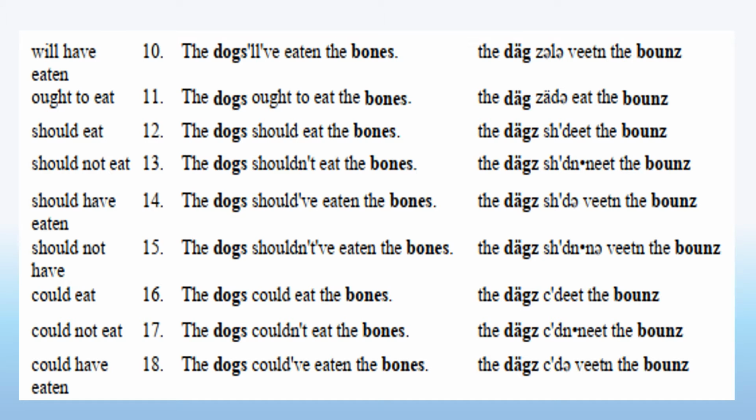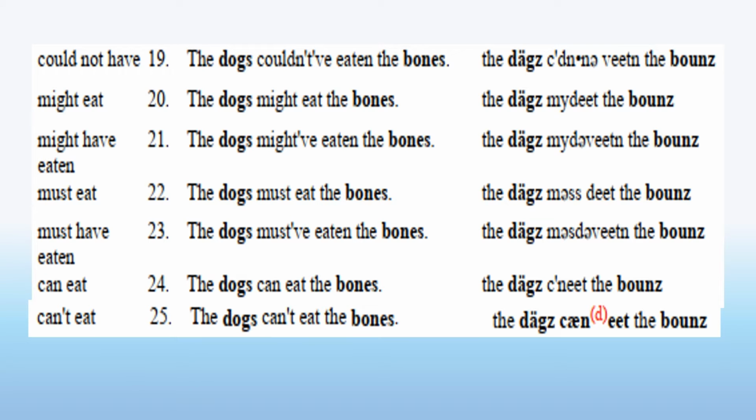11. The dogs ought to eat the bones. 12. The dogs should eat the bones. 13. The dogs shouldn't eat the bones. 14. The dogs should have eaten the bones. 15. The dogs shouldn't have eaten the bones. 16. The dogs could eat the bones. 17. The dogs couldn't eat the bones. 18. The dogs could have eaten the bones. 19. The dogs couldn't have eaten the bones.